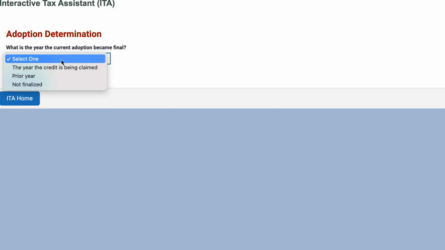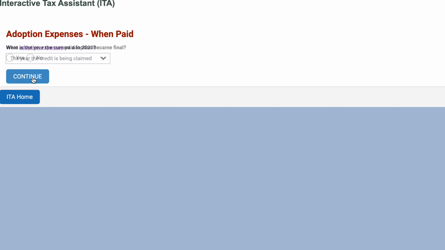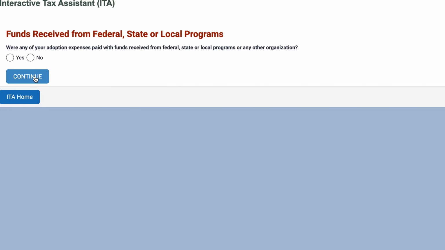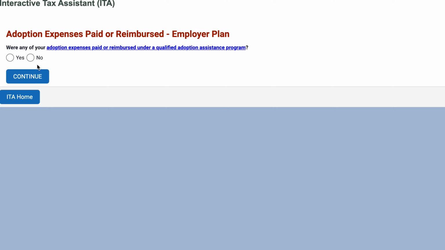What is the year that the adoption became final? We're going to say the year that the credit is being claimed. And were there adoption expenses paid in that tax year? Did you pay adoption expenses in 2022? We'll say yes. Were any of your adoption expenses paid with funds received from a federal, state, or local program or any other organization? We'll say no. Now, were any of your adoption expenses paid or reimbursed under a qualified adoption assistance program?